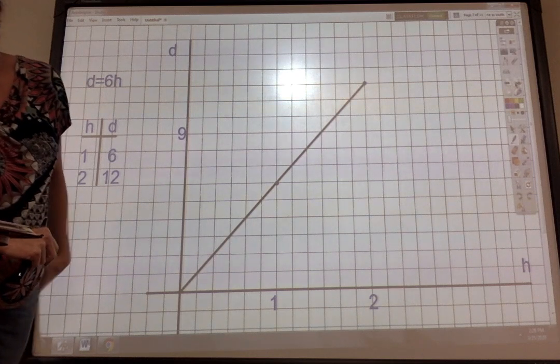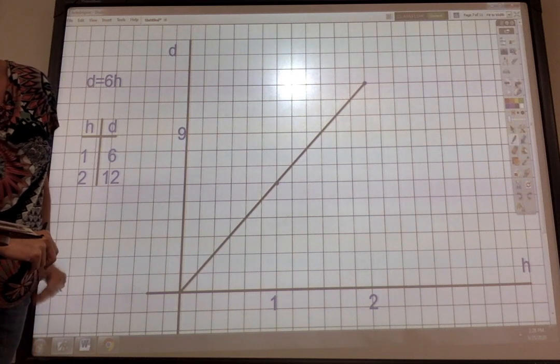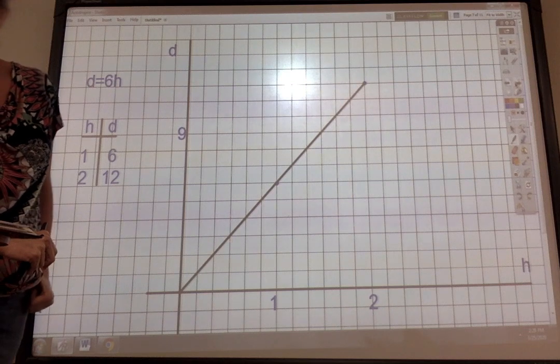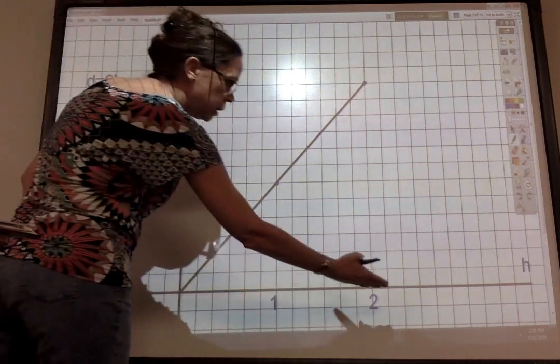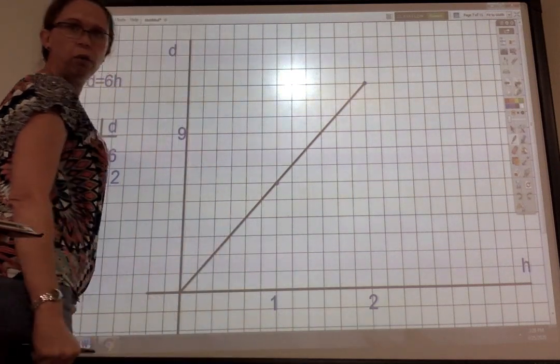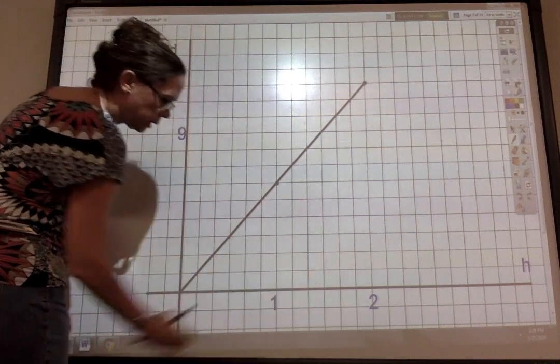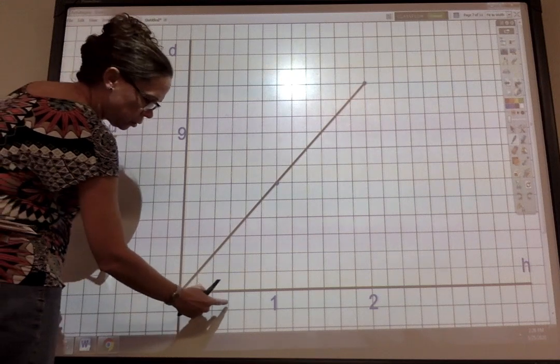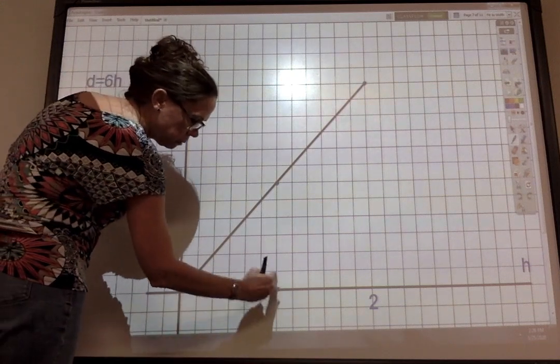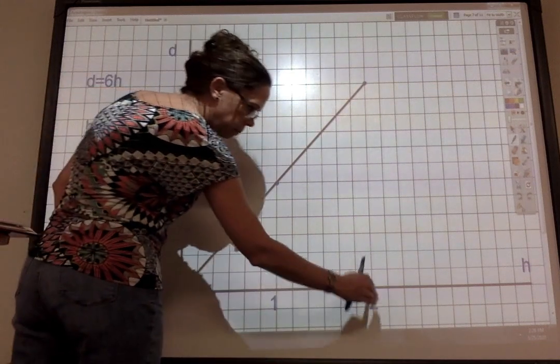Okay? And then it says to create a graph, let every tick mark on the time axis represent 10 minutes. So down here, my 1 hour and 2 hour are not right next to each other because I spaced it like they said. 10 minutes, 20 minutes, 30 minutes, 40 minutes, 50 minutes, 60 minutes, 1 hour. And again this way. Okay?